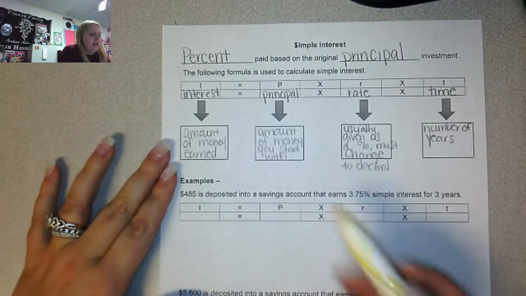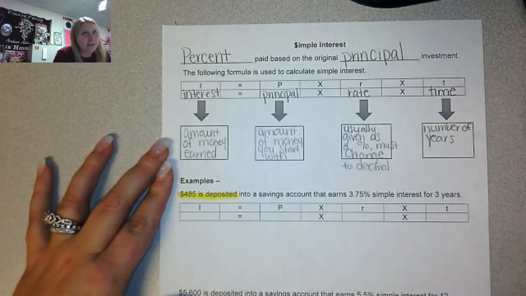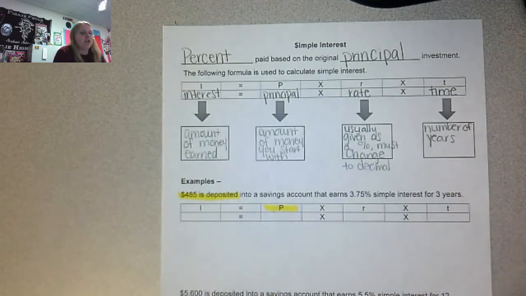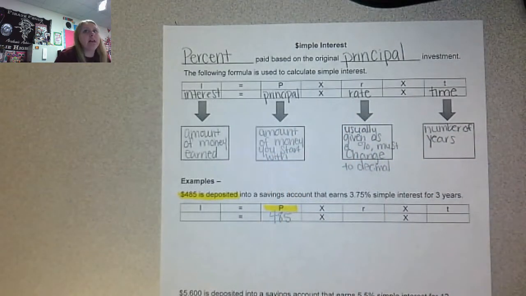So I'm going to go in and find that $485, sorry guys, is deposited. So that is our principal. That is how much we are starting with. So I'm going to make sure to include 485. Okay, so I'm going to plug that in underneath so I know how much money I'm starting with.